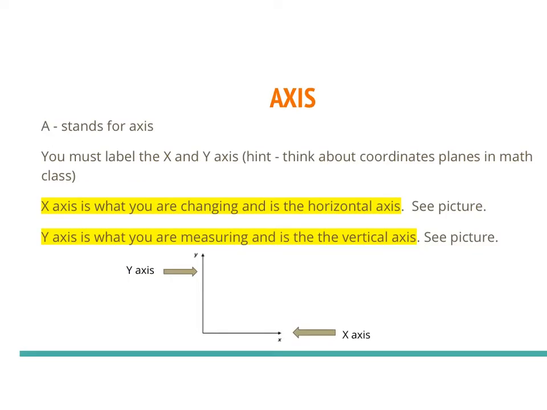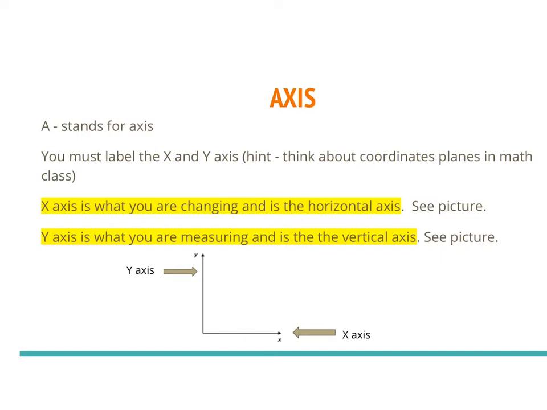The A in TAILS stands for axes. You must label the X and Y axes on the graph. Now, a connection you might make to this is in math class. Back when you were in elementary school, you probably studied coordinate planes in math, and you used the X and Y axes to help you plot data points.